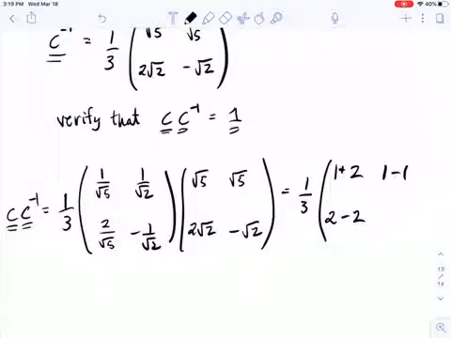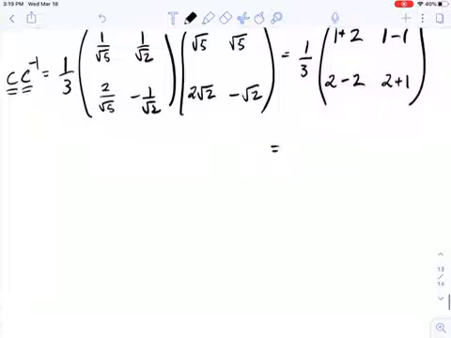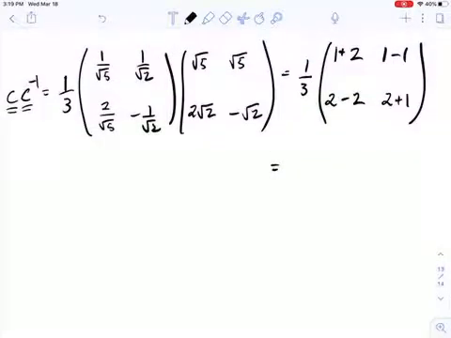And then we get 2, and we get a plus 1. Okay, good. So that's equal to 3 divided by 3, and then 0, 0, and 3 divided by 3. Okay, good. So now we have C and C inverse.